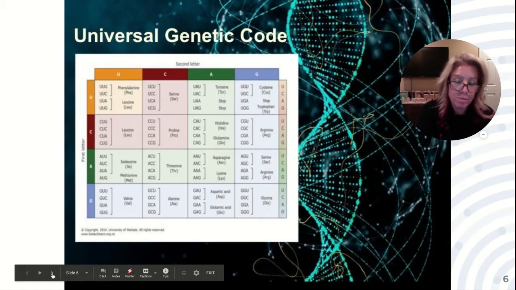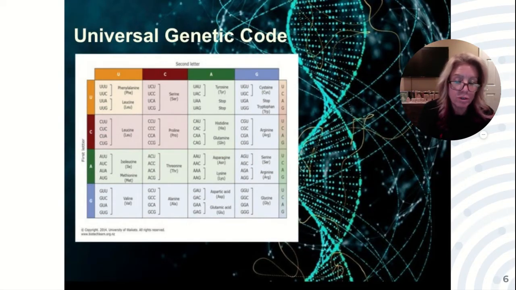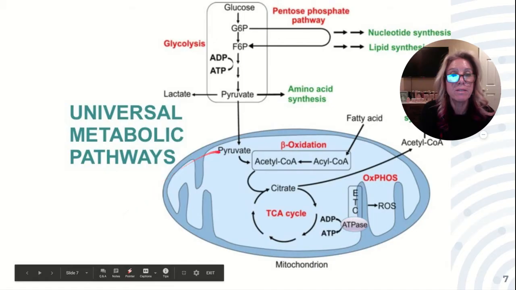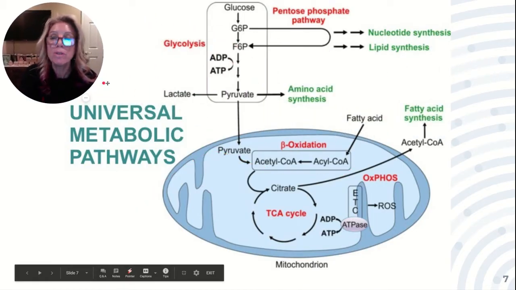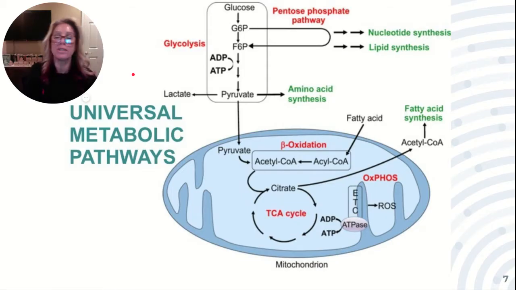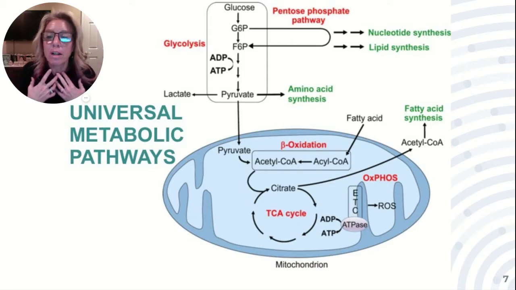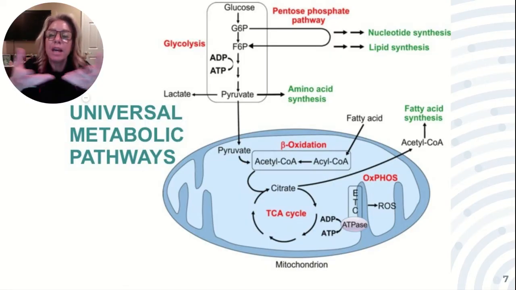All right, so the second piece of evidence is the universal genetic code. The third piece of evidence is metabolic pathways, okay? Who does glycolysis? All cells. If all cells do that, then the last universal common ancestor did that. That supports the idea that we came from this organism.